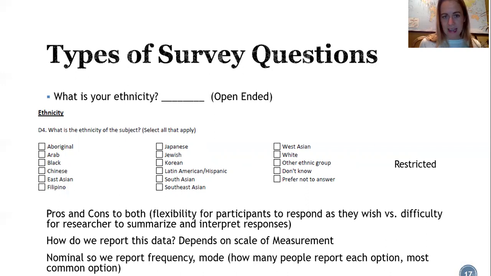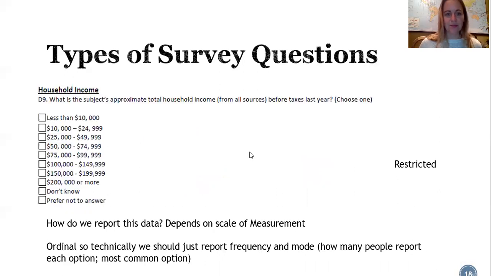How do we report this data in our results section of a paper? Well, how we report the data depends on the scale of measurement. These questions, both of these, give us nominal data. So what we can do is report the percentage of participants that selected different options, or we can report the most common option. We can't take an average, for example, and say what the average ethnicity is.